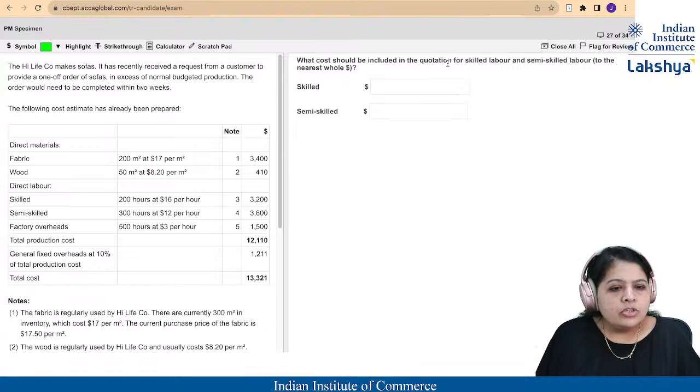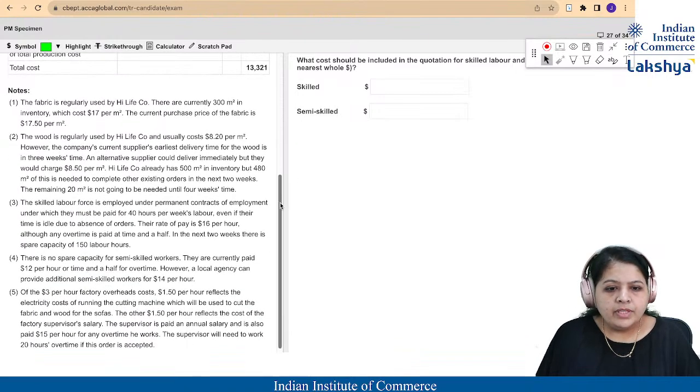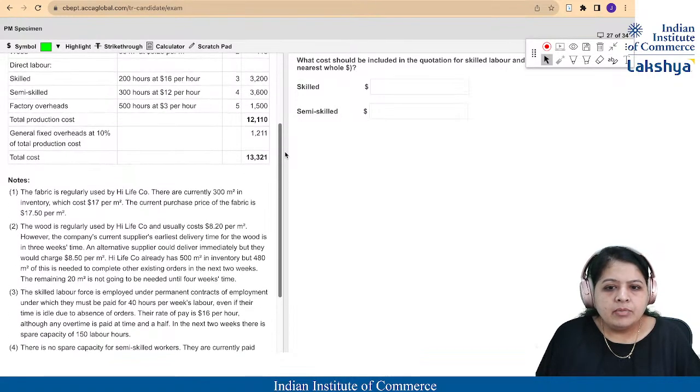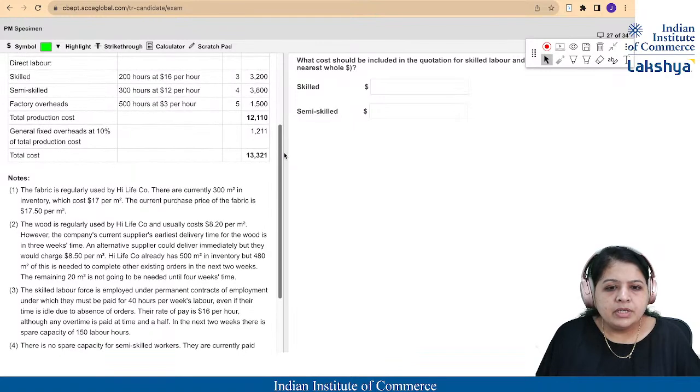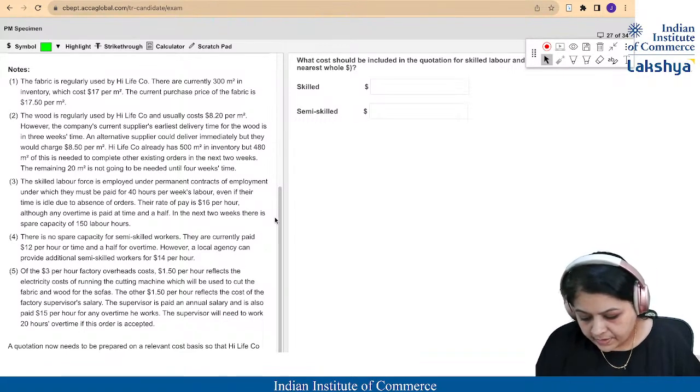What cost should be included in the quotation for skilled labor and semi-skilled labor, to the nearest whole? Very similar to the previous question. How much of them do they need? Skilled labor 200, semi-skilled 300, and 16 and 12 are the prices. There is no spare capacity. No, the skilled labor actually do have spare capacity.